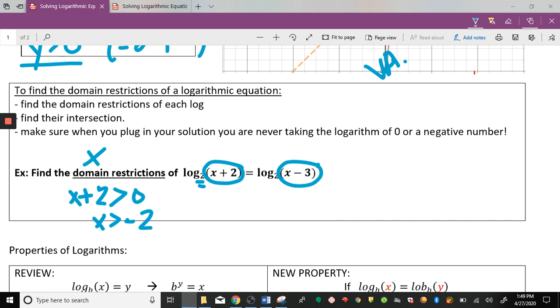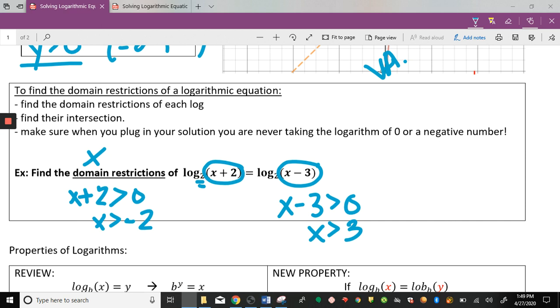What about this one? X minus 3 has to be greater than 0, so x has to be greater than 3. So these are the domain restrictions for both of those logs, but how do I determine my overall domain restriction for the entire equation? Well, you look at the most restricted region from both of them.